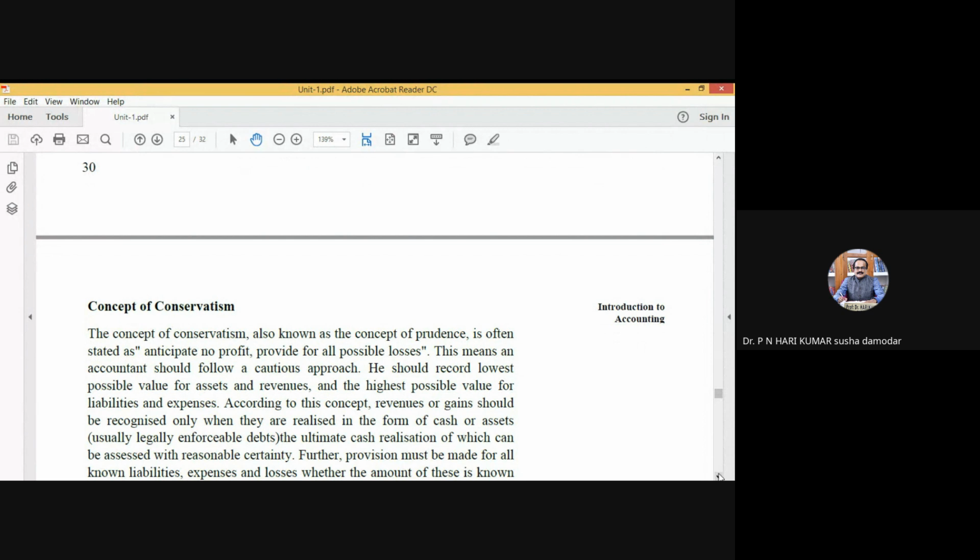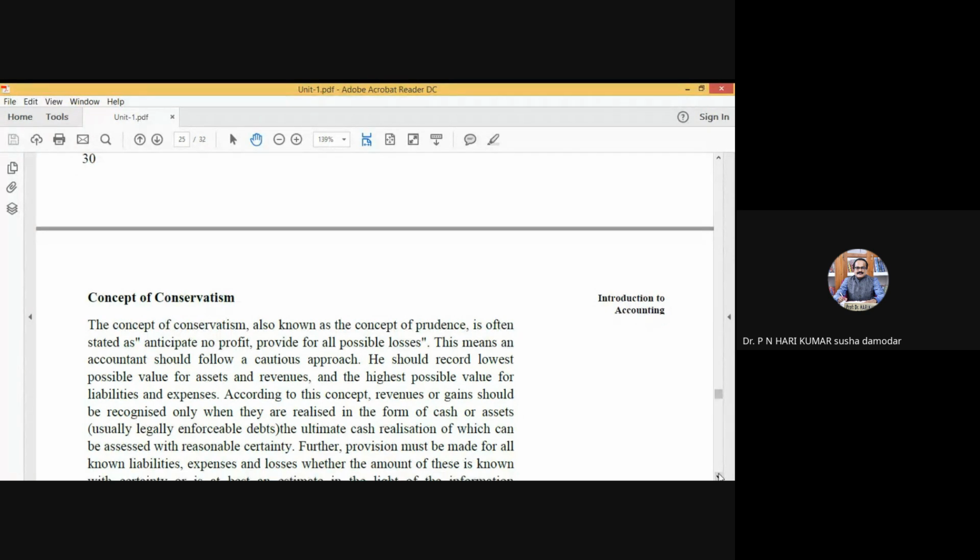Suppose your organization has been functioning for the last 10 years. First year profit, second year profit, third year profit. But in the fifth year, you would normally expect a profit, but you will not expect it. You are always provided for incurring losses. You will be cautious about incurring losses. So that is why this is called conservatism, not optimism, but conservatism. Anticipate no profit, but provide for all possible losses. All the precautions are to be made for all possible losses.